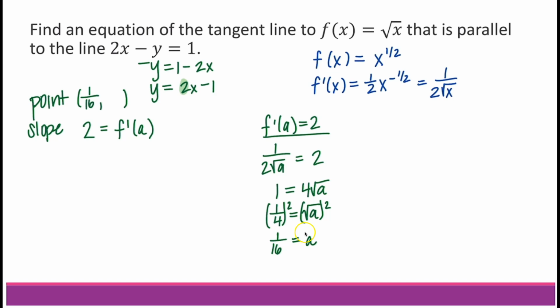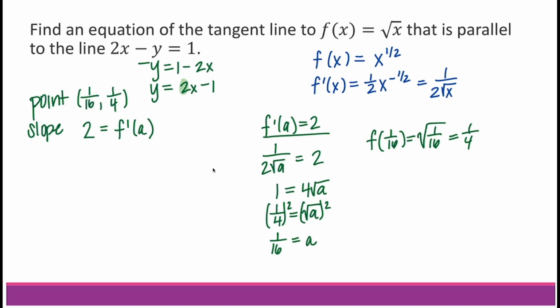And then how do I find the corresponding y value? I plug a into the original function. So f of 1/16, the square root of 1 over 16, is 1 over 4. So we have our point. Not too bad.